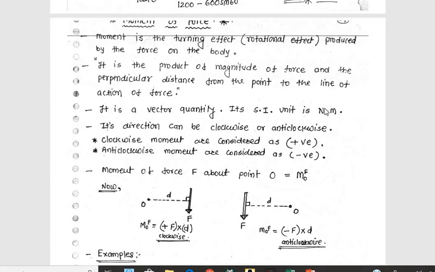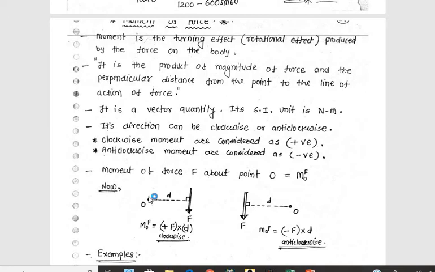Now, since it is a rotating effect, for sign conventions you have to use direction, that is, whether the moment is clockwise or anti-clockwise. For clockwise moments we take positive, and for anti-clockwise moments we take negative. Now let us see what clockwise and anti-clockwise mean.